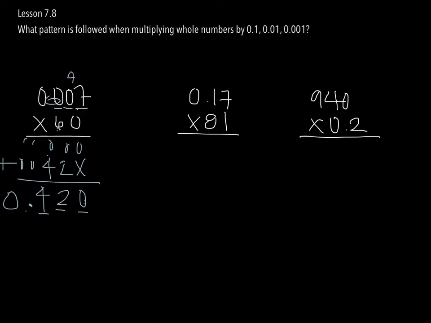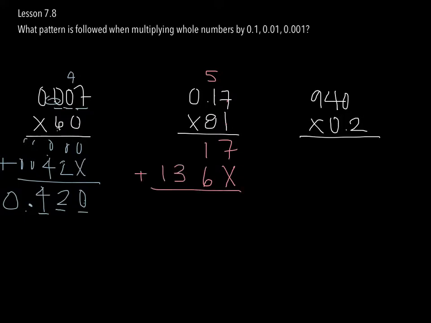Alright, now let's look at 17 hundredths times 81. Let's multiply this out. First I'm going to multiply by 1. 1 times 7 is 7. 1 times 1 is 1. Now I'm going to be multiplying by 80, so I have to start in the tens column here. 8 times 7 is 56. Write down the 6, carry the 5. 8 times 1 is 8, plus 5 is going to give me 13.